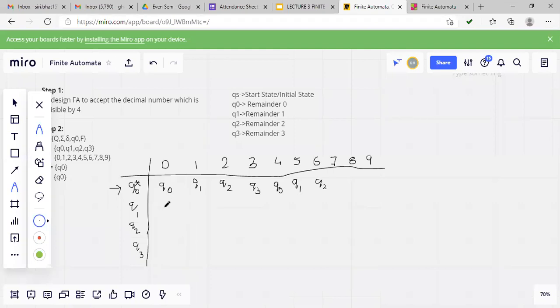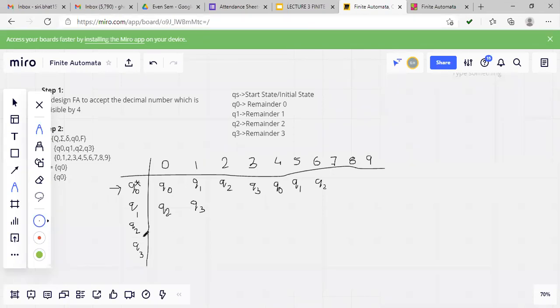Now tell me, Q1 on 0. I have left that 7, 8, 9; you will do it. Saurav says Q2. Yes, very good. Why Q2? Because Q1 is 1 and this is 0, so I'm reading 10 here. 10 divided by 4, the remainder is 2. So here we'll get Q2. Q1 on 1 is Q3. Students, you fill this; I'll not fill all the things.